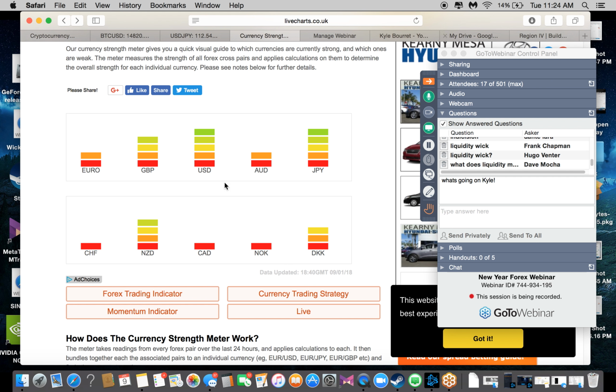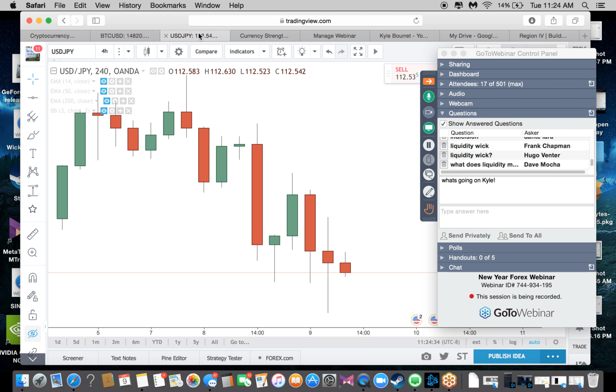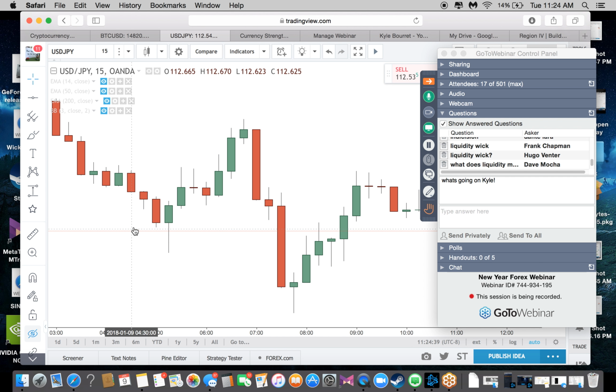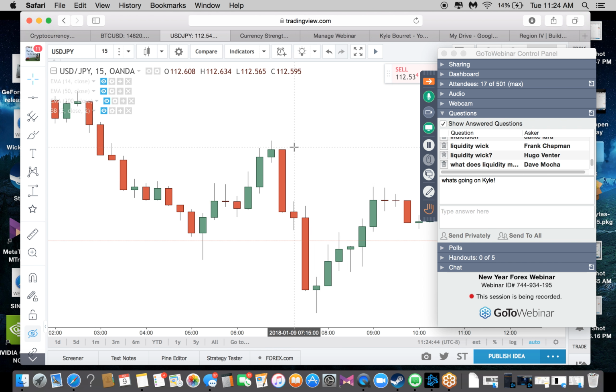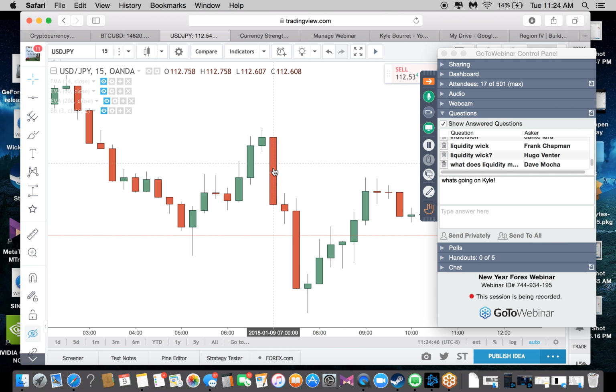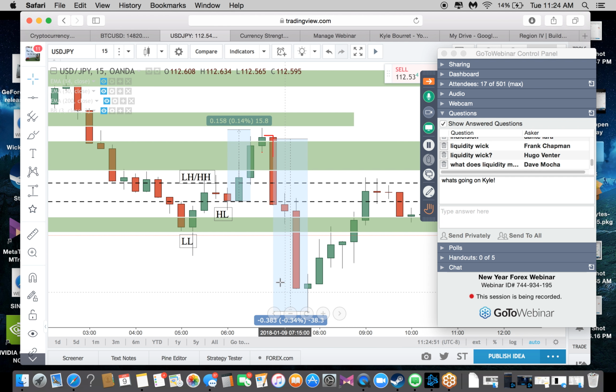This is my cheat sheet. I'm using this as a cheat sheet to help me with entries, to help me understand how strong or how weak the currency is at that moment. You can see that because the US dollar and the Japanese yen are neck and neck, price had a little bit of consolidation, made a 2-1 confirm, and ends up being a liquidity wick for 7 a.m. You can see by 7 a.m., just as a little overview, it already drops, right?